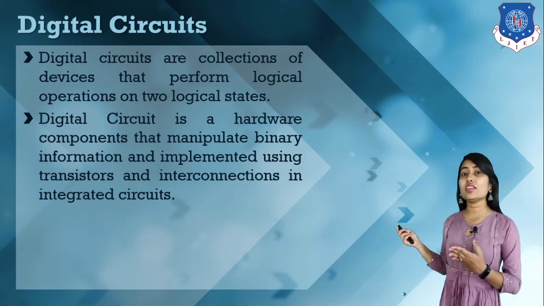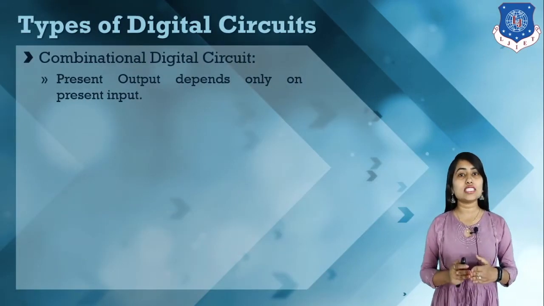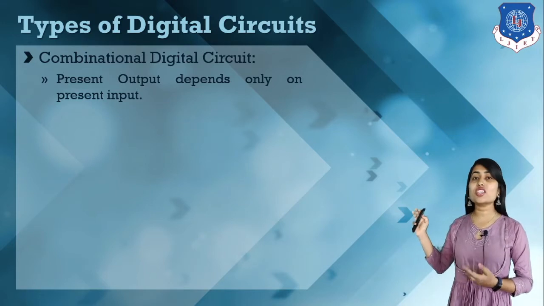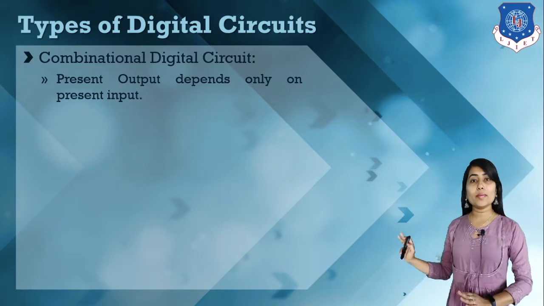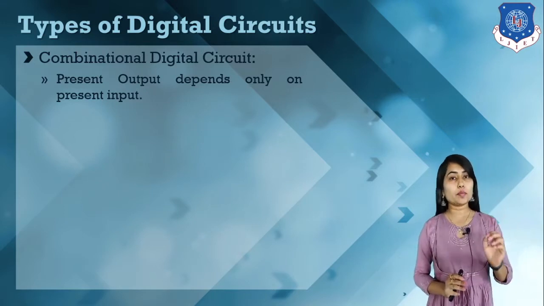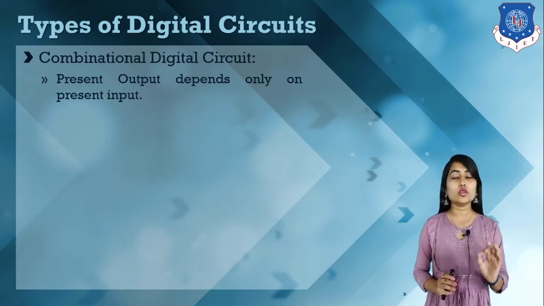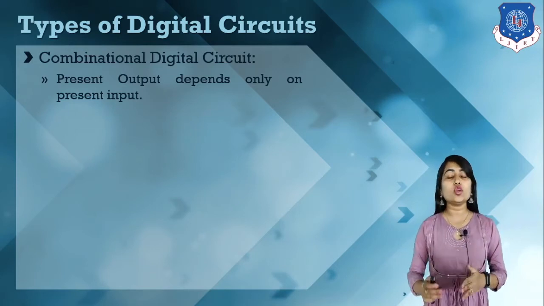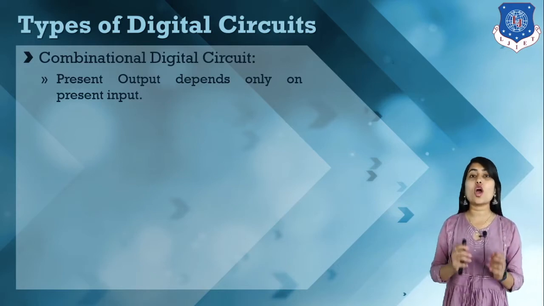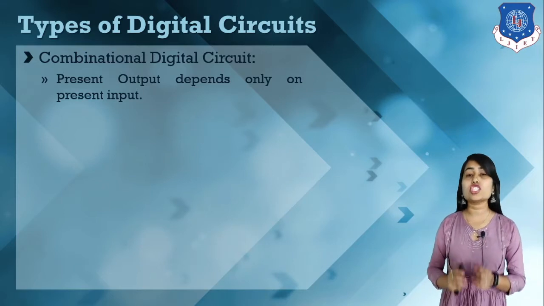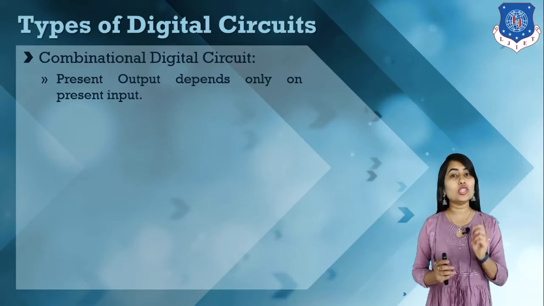Here we have different types of digital circuit. There are two types of digital circuit. First, combinational digital circuit. In this combinational digital circuit, present output depends on present input conditions only. Whatever input you apply, according to that you have an output. So the first type is combinational digital circuit, in which present output depends only on present input condition.